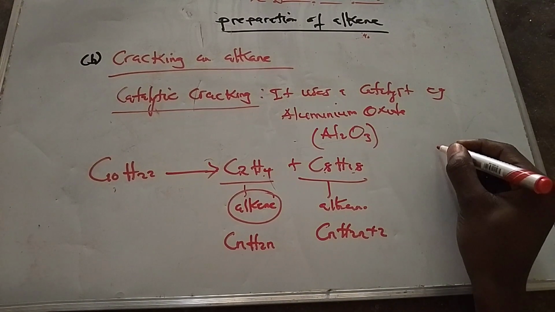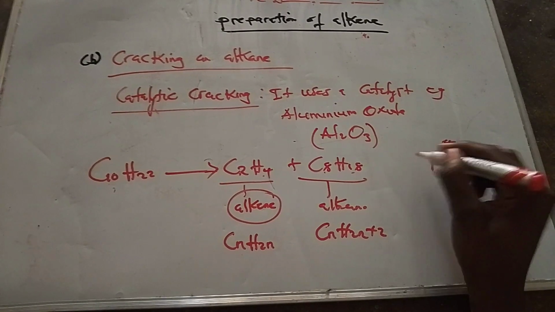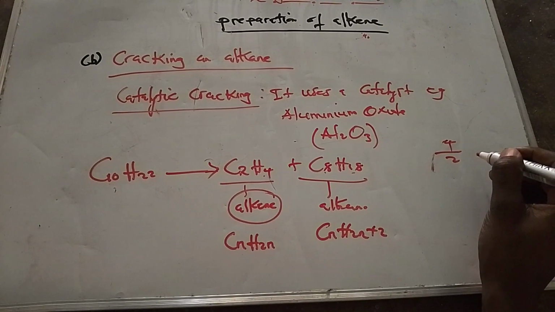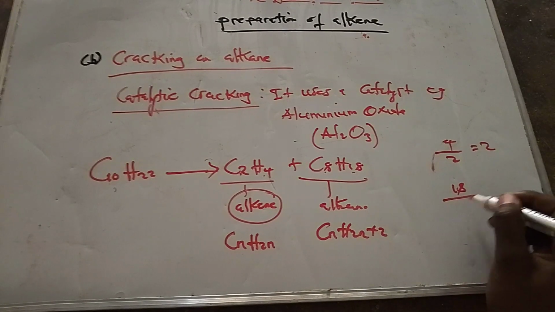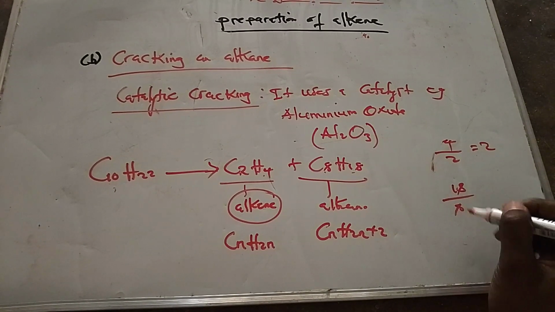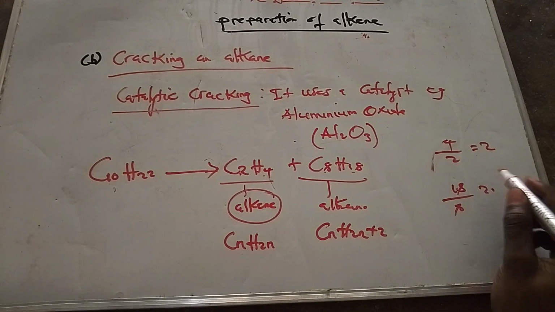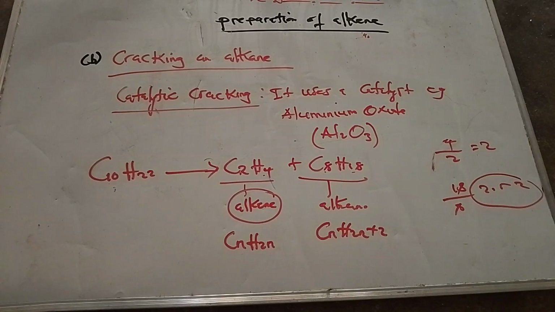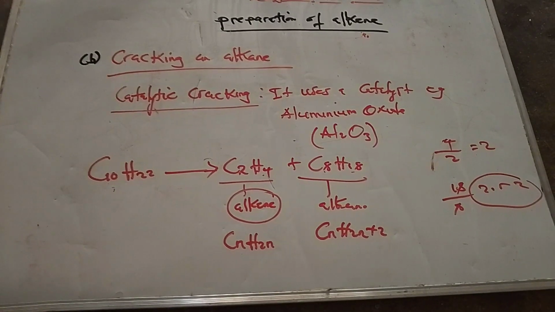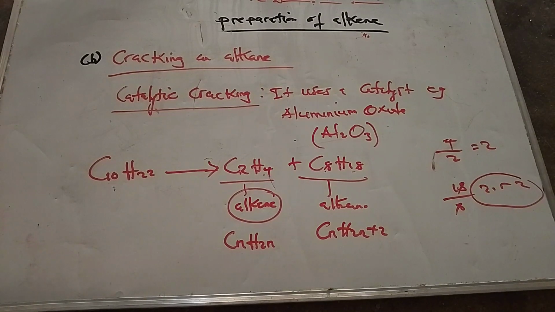So for example, we have 4 hydrogen over 2 carbons, which is going to give 2. But for this one, you have 18 hydrogen and 8 carbons. You're going to get 2 point something, because 16 leaves a remainder of 2. So the moment you get a remainder, know that this is my alkane. These are saturated, the ones with a single bond. That is how we identify.